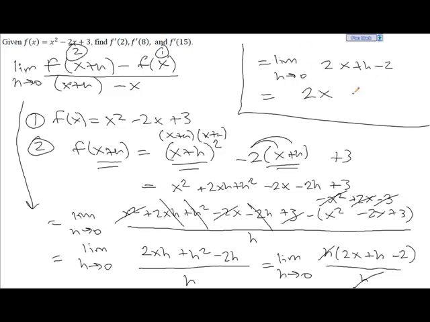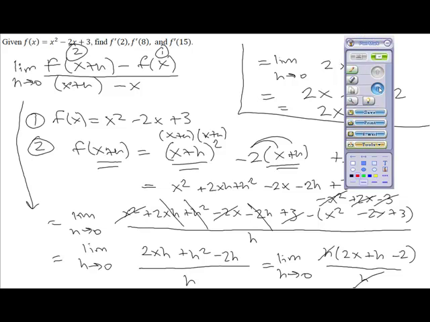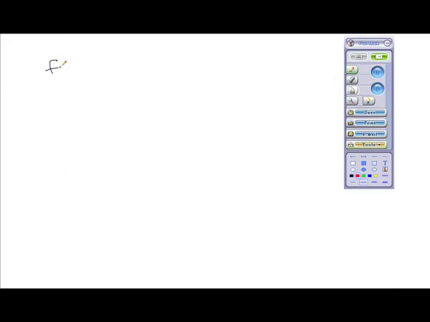I'm going to remove the limit sign because I've taken care of that. My reminder has reminded me. And I get 2x minus 2. So this 2x minus 2, if I start plugging in numbers for x, will generate slopes. It will tell me what the slope is at those particular input values. So we want 2, 8, and 15. We want f prime of 2, f prime of 8, and f prime of 15.